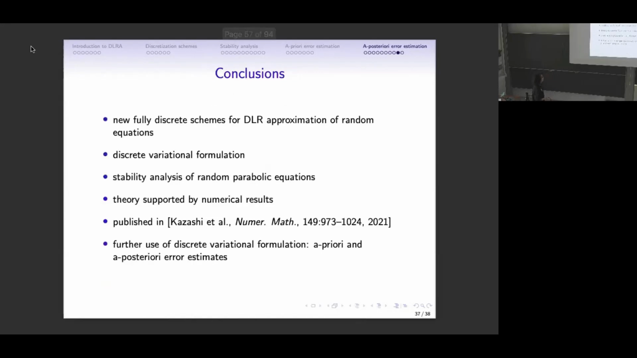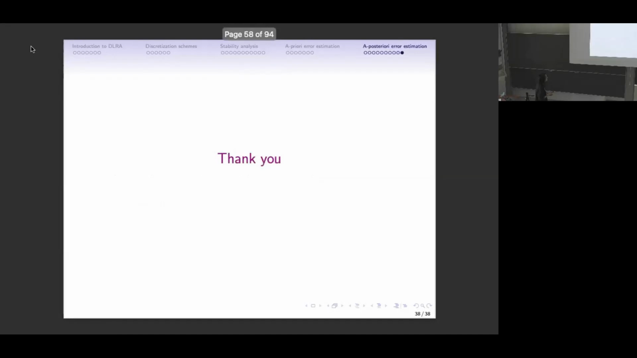I just have this last slide which concludes. So just to conclude the talk, we proposed new fully discrete schemes for dynamical low rank approximation of random equations. Then we showed that these schemes satisfy this variational formulation, which is very helpful. And we showed some stability analysis for this particular scheme. For random parabolic equations, we showed some numerical results which support the derived theory. The stability results are published in Numerische Mathematik. And then we also showed that this variational formulation can be used for showing these a priori and a posteriori error estimates. And that's all I have prepared.